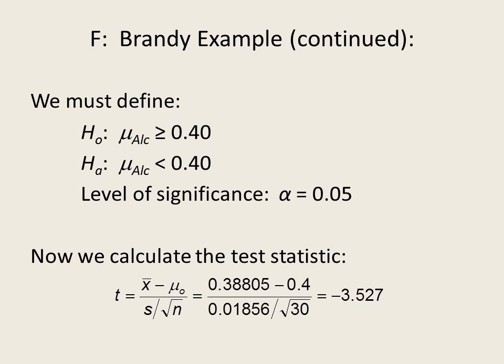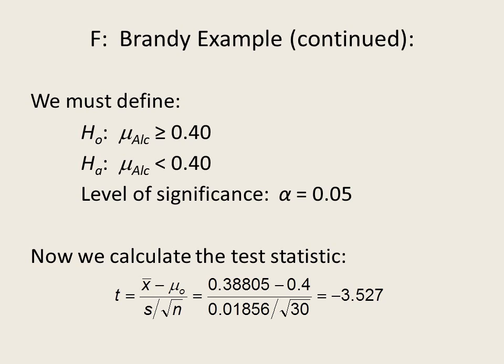Then we calculate our test statistic using the sample mean minus the hypothesized mean, so 0.38805 minus 0.4 in the numerator, and then in the denominator we use S divided by the square root of n, where S was the sample standard deviation and n is the number of observations in our sample. And when we do this, we end up getting a t-value of minus 3.527.